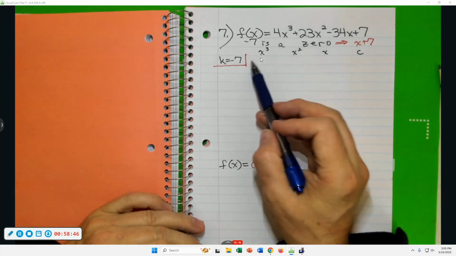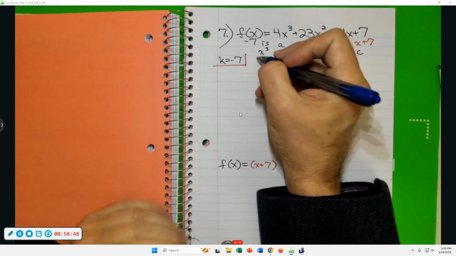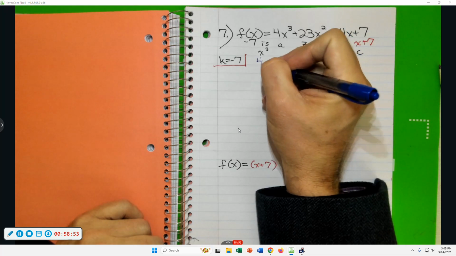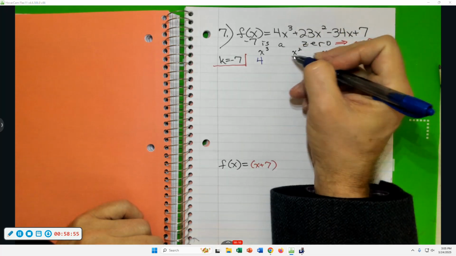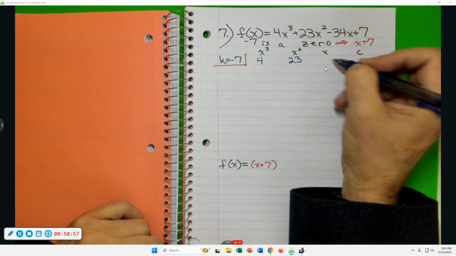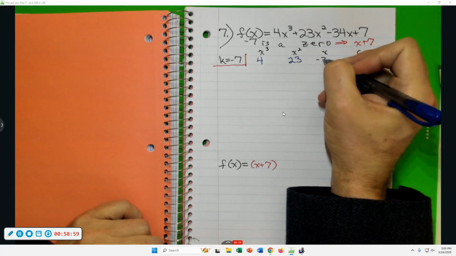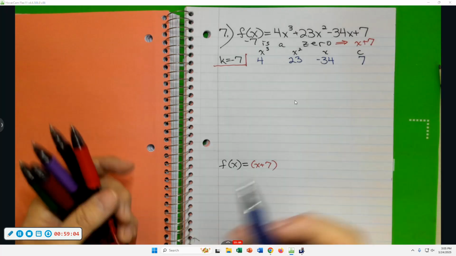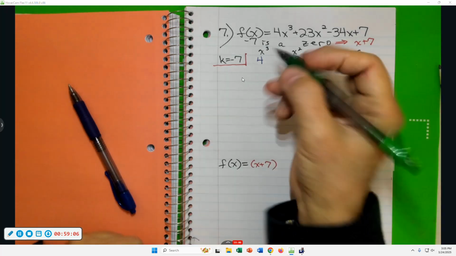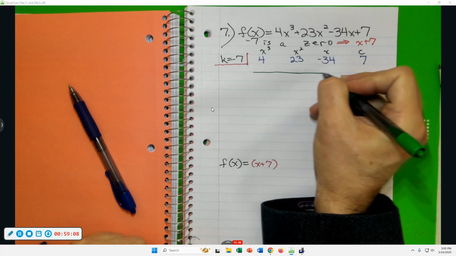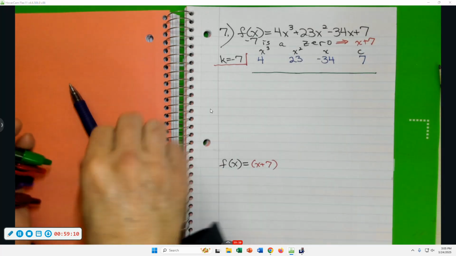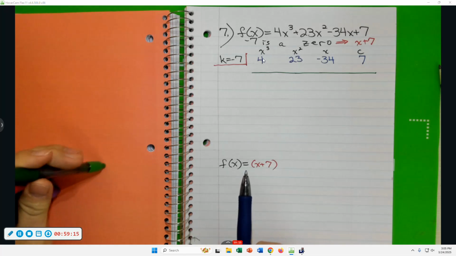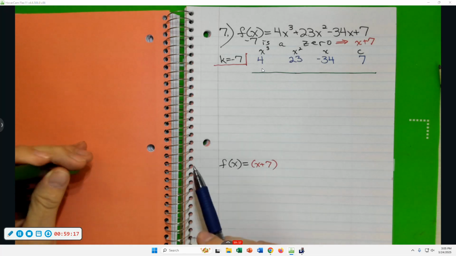Okay, I'm going to let y'all call out these numbers up here because my voice is getting tired. Here, 4, 23, negative 34, and positive 7. We skip a line. What do I do first? Oh, what do I do next?